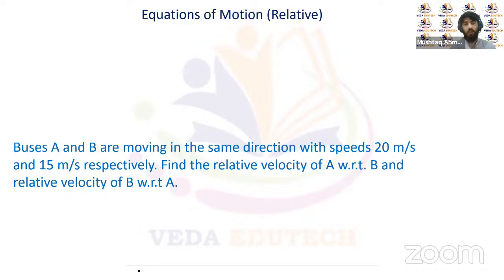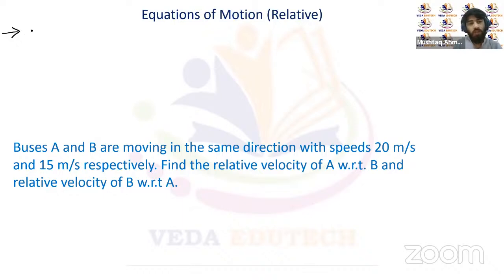Now let's move on to the next concept here. What happens to the equations of motion in case of relative motion, if we are observing the two bodies relatively? Then the equations of motion also become relative. We use v = u + at.